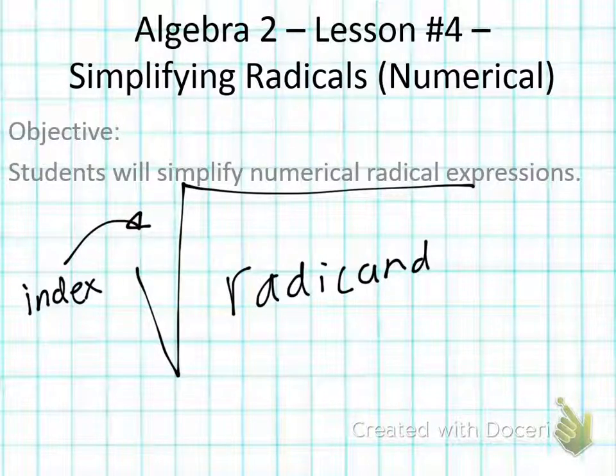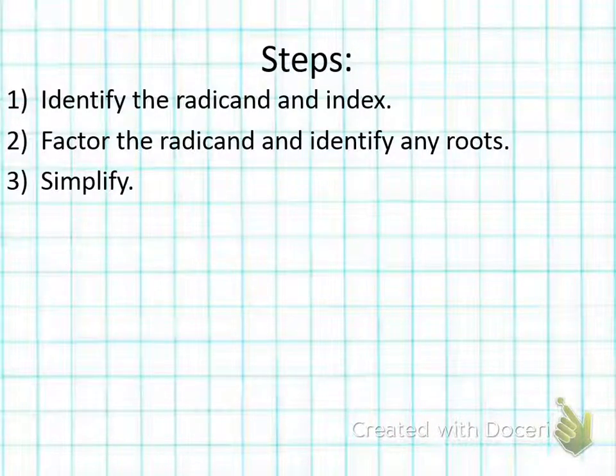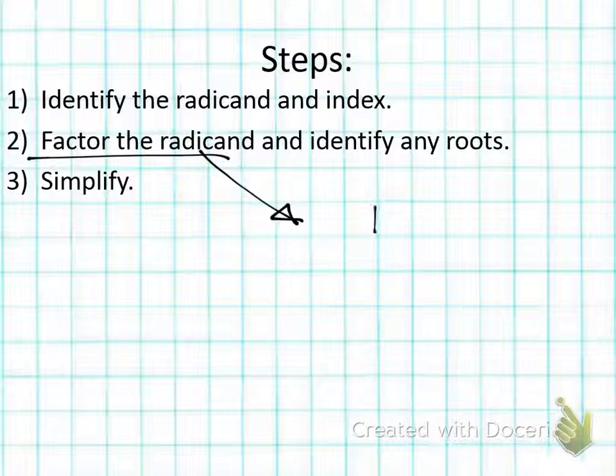Okay? Here are the steps for the day. Identify the radicand and index. Factor the radicand and identify any roots and simplify. So we're going to go back to even like 6th grade math. When we say factor the radicand, I'm going to have you make factor trees where you start with your factor at the top. Let's say your number was 100 and you're just going to break it down.